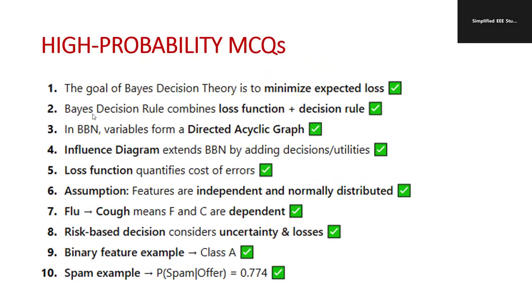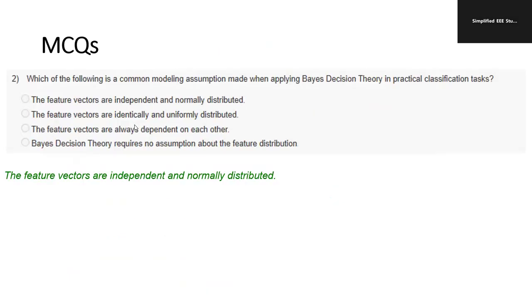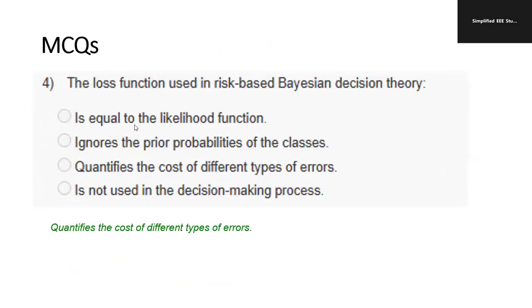Here, I think Bayes decision rule combines loss function and decision rule, which was already asked in the assignment questions. Please go through this assignment question repeatedly. Surely you can clear the subject without any issue.